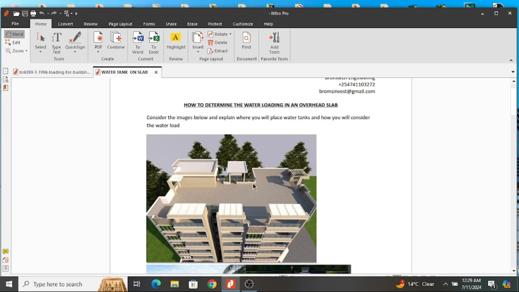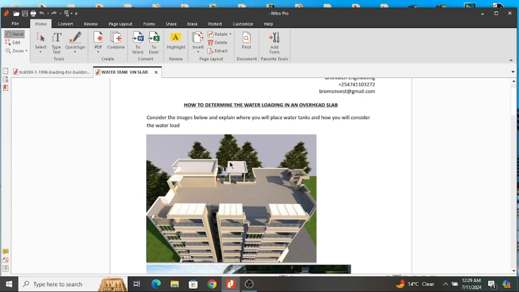Therefore, if I was to place water tanks here, I would consider designing the structure in a way I'm placing my water tanks at this level, on top of this floor, and on top of this staircase roof. This is because these are at a higher elevation than here, so I'm going to have enough head to create pressure for my water in all the units.